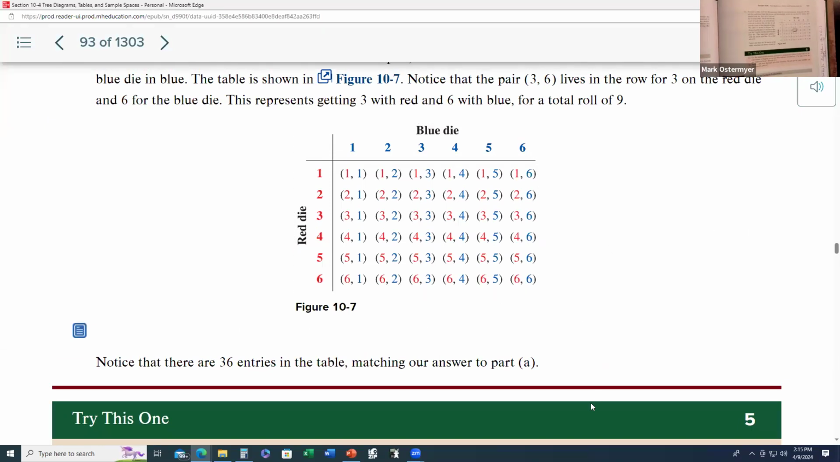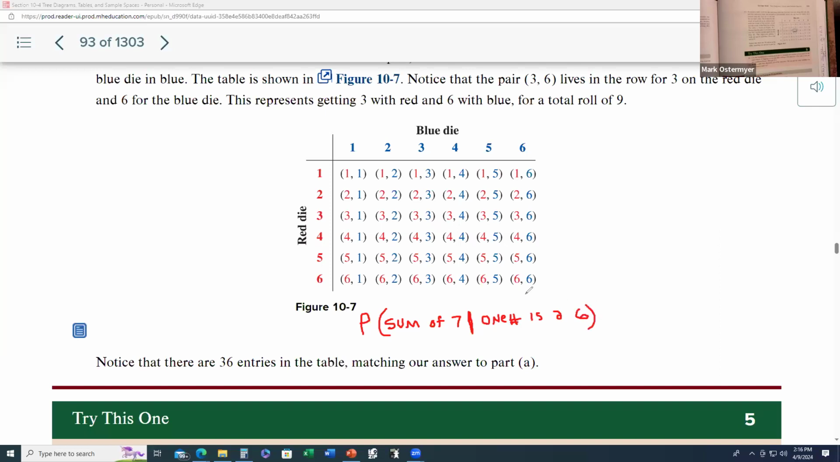Now, the probability they want us to compute is this one here. The probability that we roll a sum of 7, given that, this vertical line means given that, one of the numbers is a 6. One number is a 6.